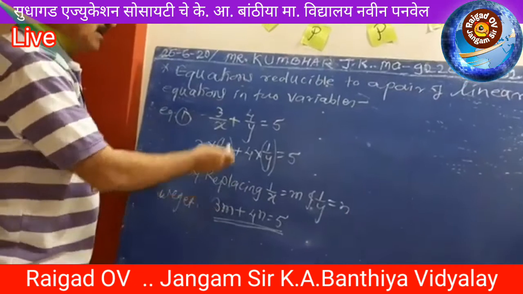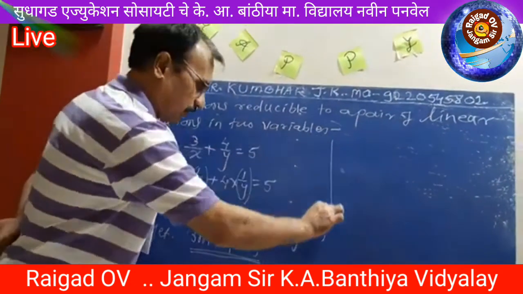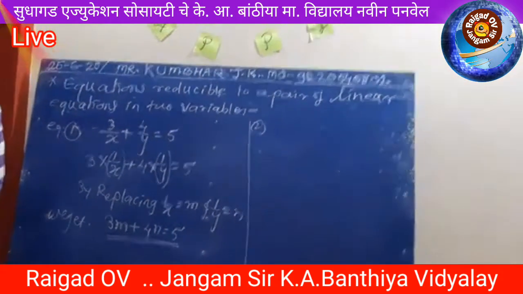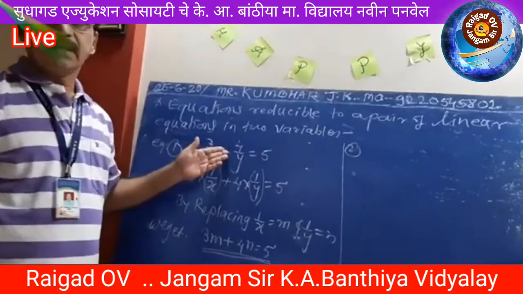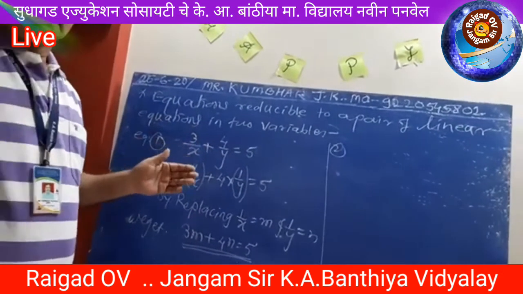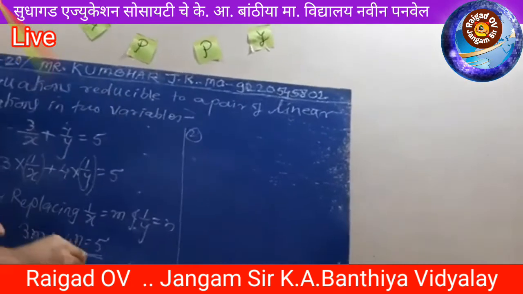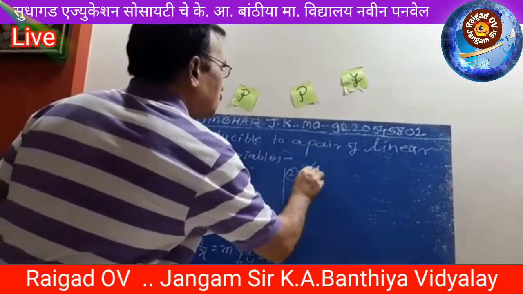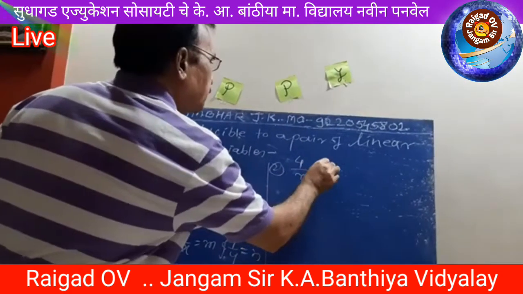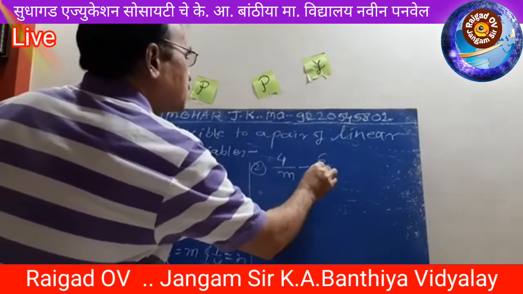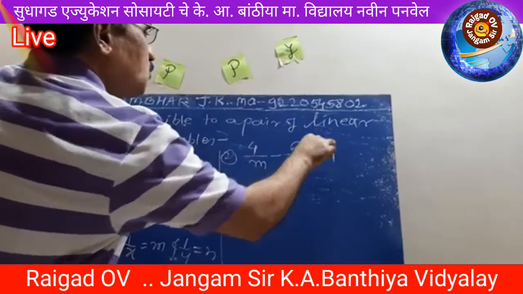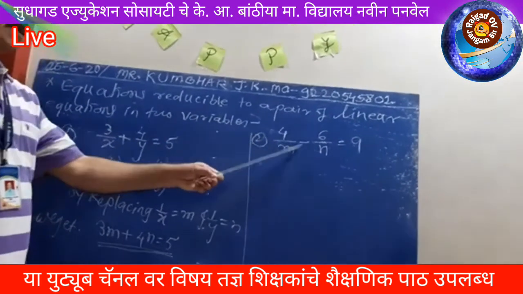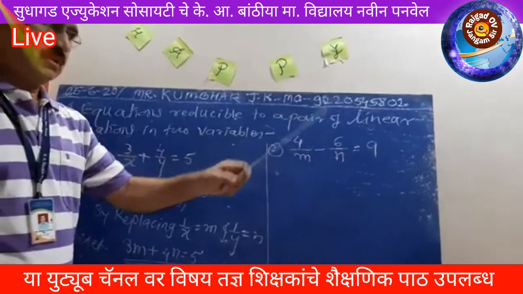That means we can convert the given equation into the required form. Now the second equation. Anuj, can you tell me such a type of equation? Harshada, can you tell me? Yes, Anuj, you can tell me. Yes, you stand up. Very good. 4 upon m minus 6 upon n is equal to 9. Sit down. Very good. 4 upon m minus 6 upon n is equal to 9.